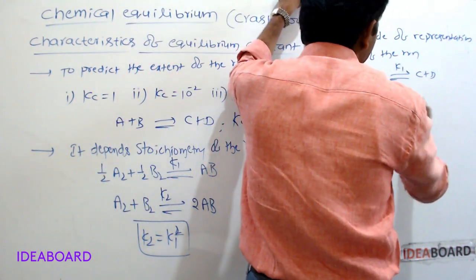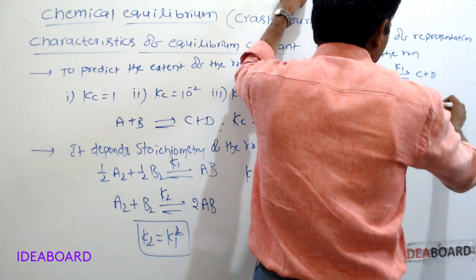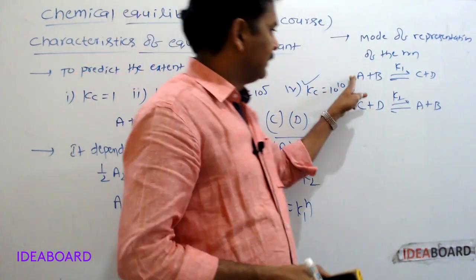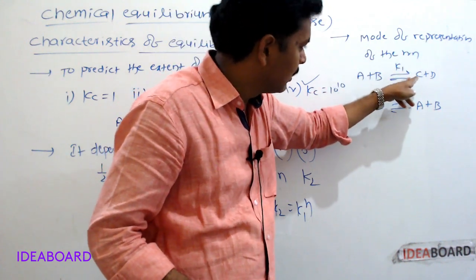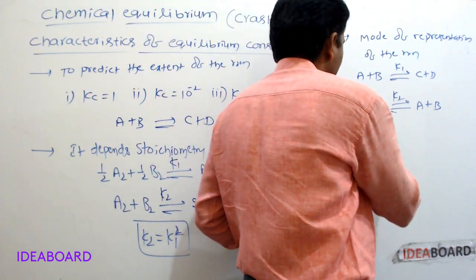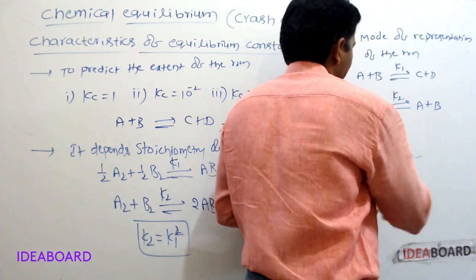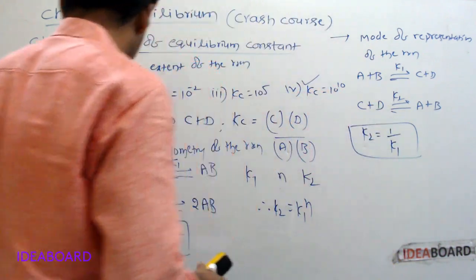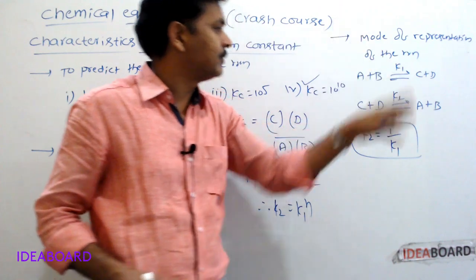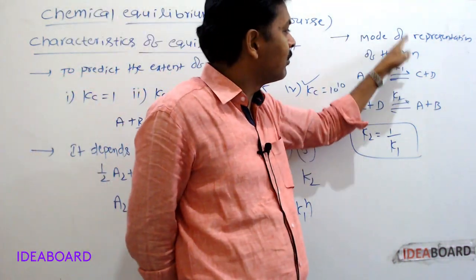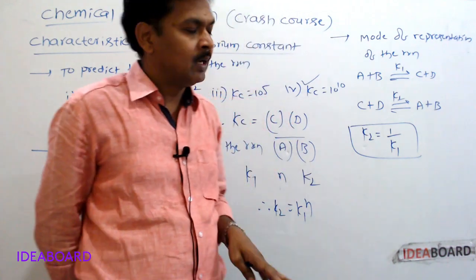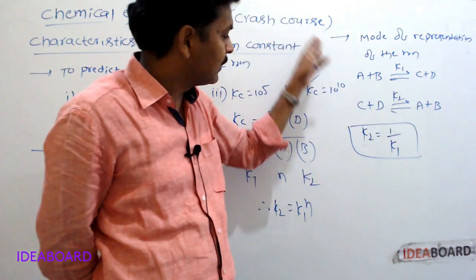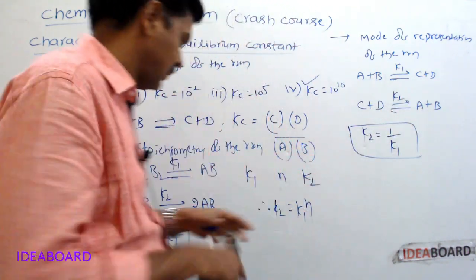For its reverse reaction, equilibrium constant is K2. Then we can write K2 is equal to 1 by K1. It depends on mode of representation of the reaction. If the reaction having equilibrium constant K1 is reversed, then the equilibrium constant for the reverse reaction is K2, then K2 is equal to 1 by K1.